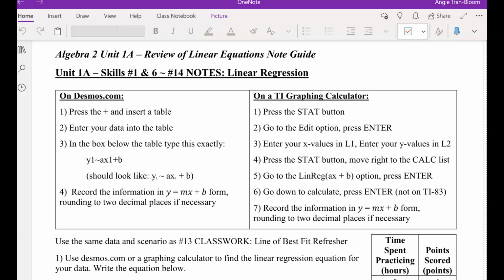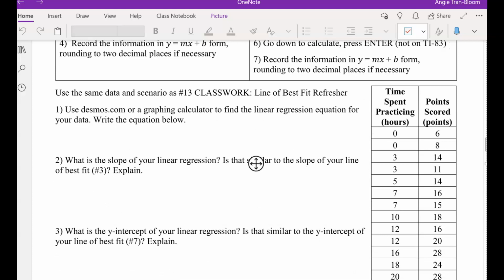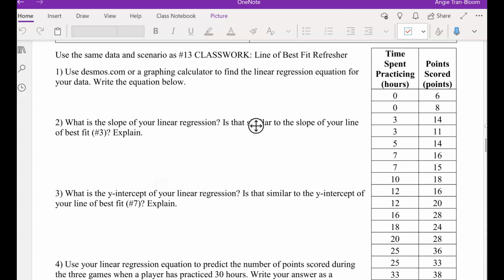So as you can see in your notes packet, I typed up all the steps for us already, so we can read the steps and do it as well. And I'm also going to come around and provide support. So it says use the same data scenario as your classwork. You already have that data on your refresher. If you don't, it's also in your notes packet. They're exactly the same data set.